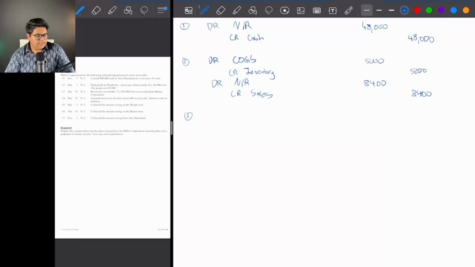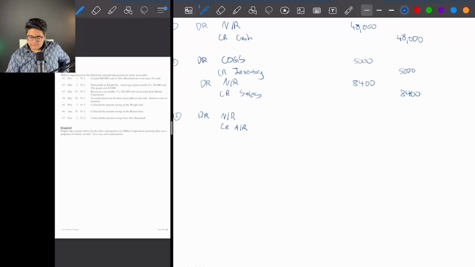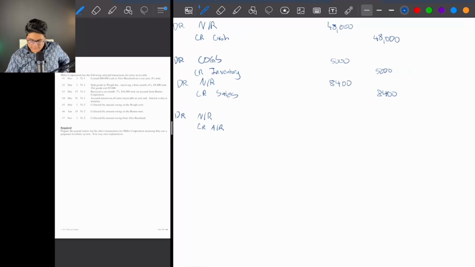So number three, we received a 6-month 7% 16K note on account from Barnes Corporation. So what this is, we received a note. We received something. We own something. We debit it. This is our notes receivable. And we are crediting our accounts receivable. Same concept as before, except our on account is just like our credit of accounts receivable. So now this is for 16K.